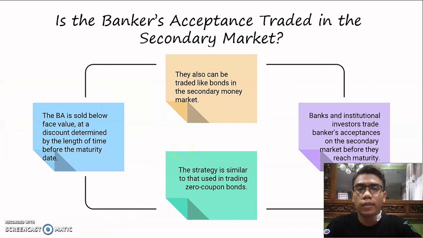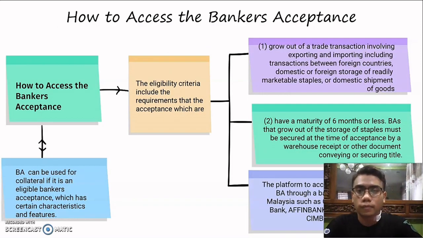Next, is the banker's acceptance traded in the secondary market? As we know, a banker's acceptance can also be traded like a bond in the secondary money market. Banks and institutional investors trade banker's acceptances on the secondary market before they reach maturity. The strategy is similar to that used in trading zero coupon bonds. The banker's acceptance is sold below face value at a discount determined by the length of time before the maturity date.